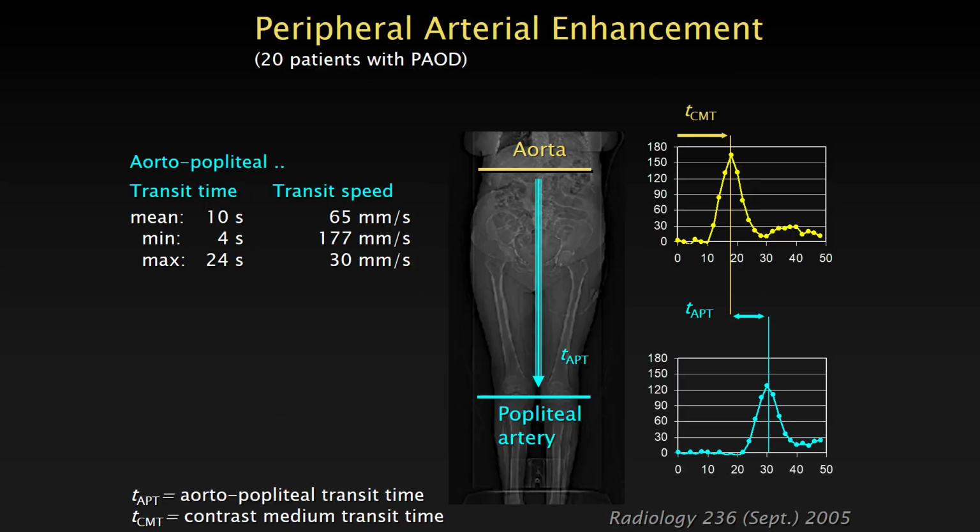Now, runoff protocols. So here's a slight variation, and the reason is because, as I mentioned earlier, in patients with peripheral artery disease, the blood flow can be very slow. It can be as slow as only 30 millimeters per second. So it may take up to 24 seconds to get from the aorta to the popliteal artery.